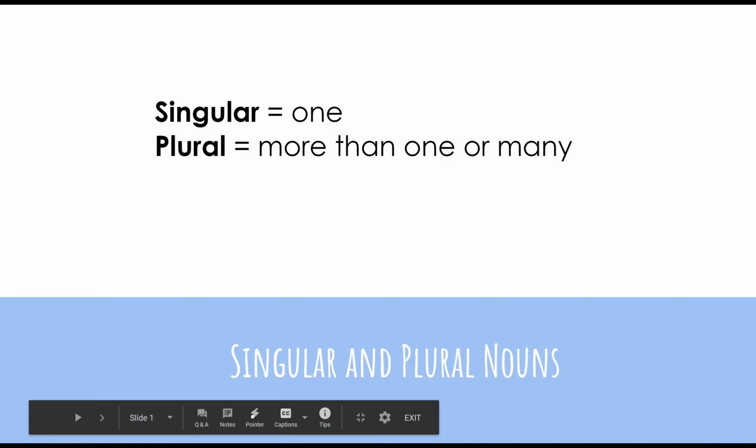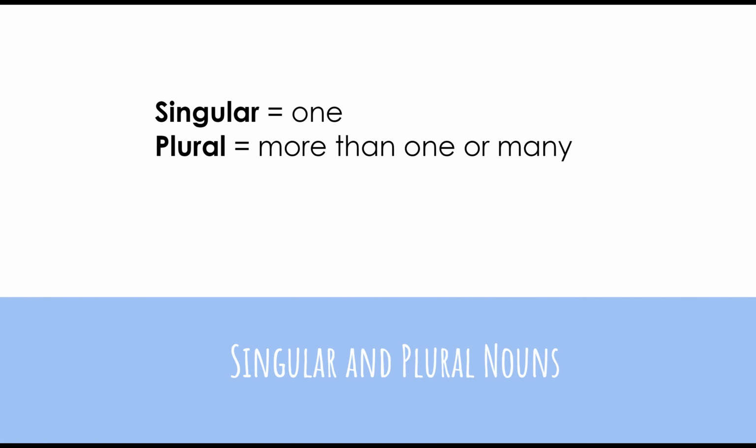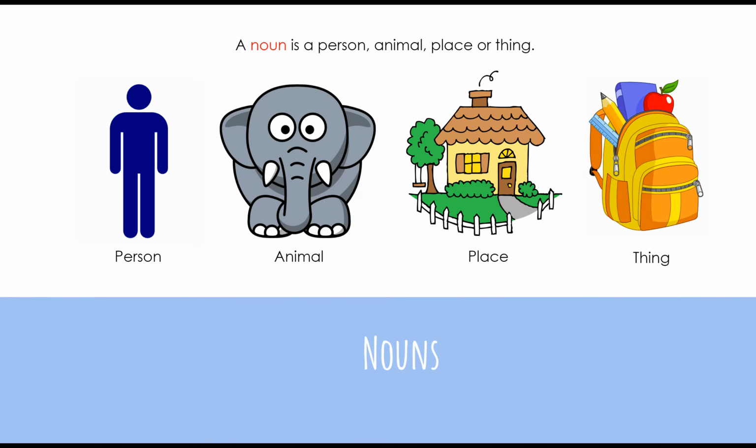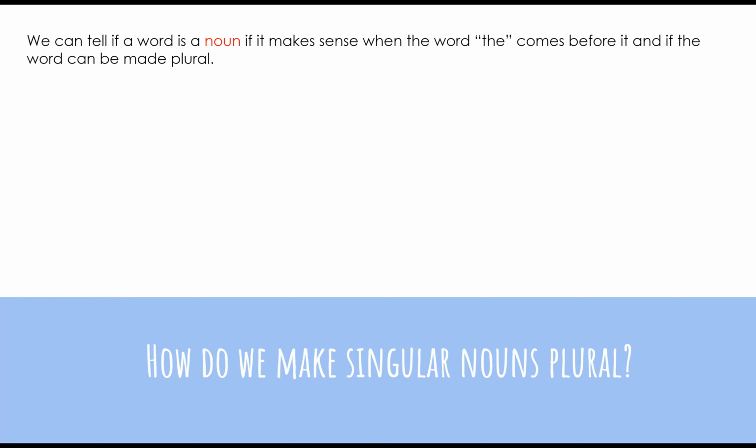Hello, today we're going to be learning about singular and plural nouns. Singular means one and plural means more than one or many. Before we begin this lesson, it's important that we know what a noun is. A noun is a person, animal, place, or thing.